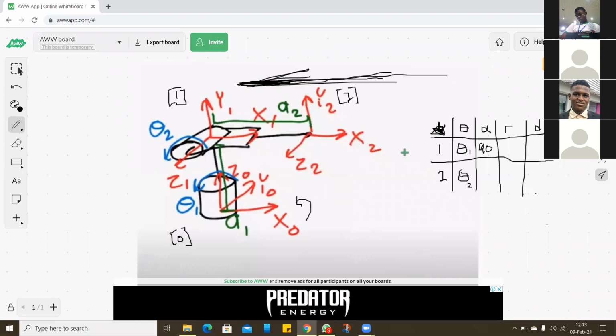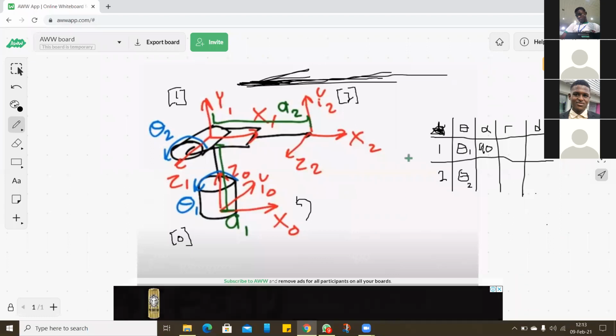Yeah. Good. Now let's do the second one. Who wants to try for the second one? Please, someone should try for the second one. For the second one, I think it's going to be 0 because I don't think there's any rotation. All the axes are facing the same way. So I think 0, right?